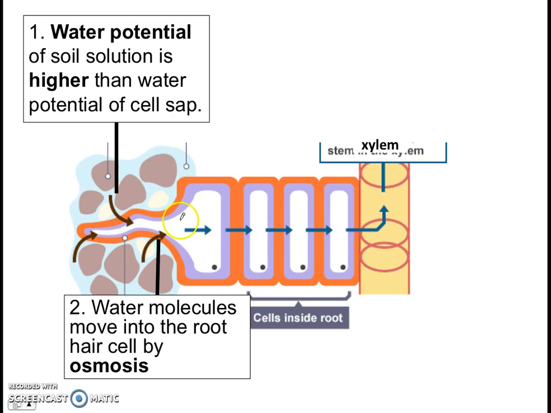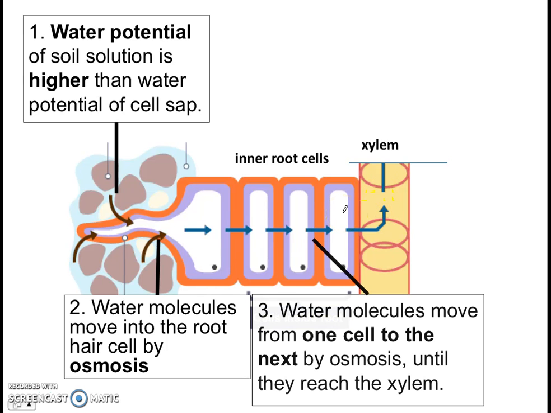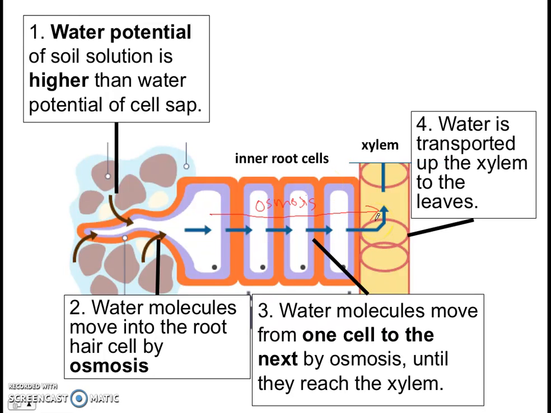Now after water moves into the root hair cell by osmosis, it needs to move into the xylem of the root. From the root hair cell, there are some inner root cells before the xylem. So water molecules move from one cell to the next by osmosis until they reach the xylem. So water molecules move from the soil solution into the root hair cell, then from one cell to the next until they reach the xylem. And all the way, this process is osmosis. Then when it reaches the xylem, water is transported up the xylem to the stem and then to the leaves. So this is how water is absorbed into the root.